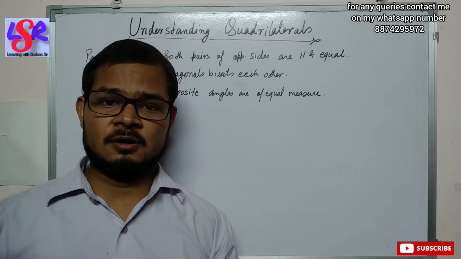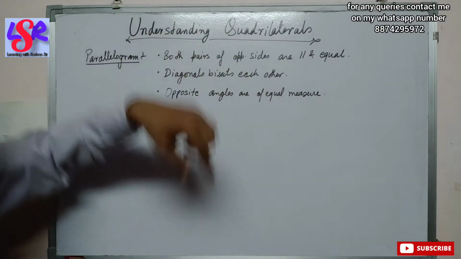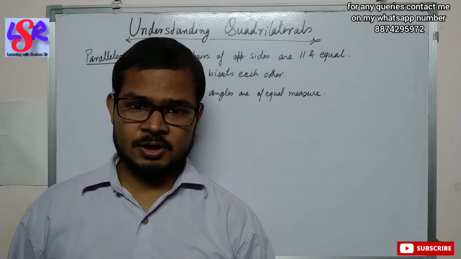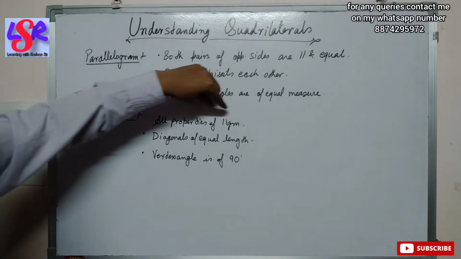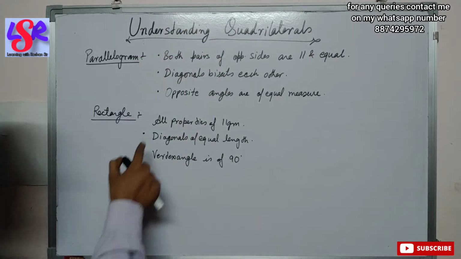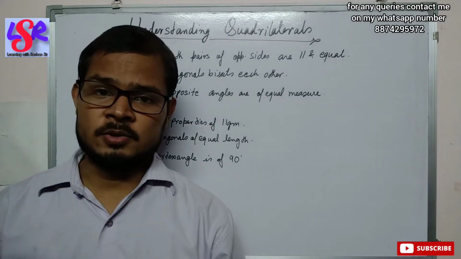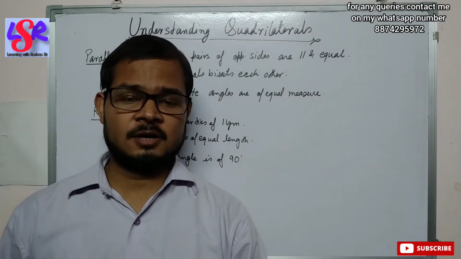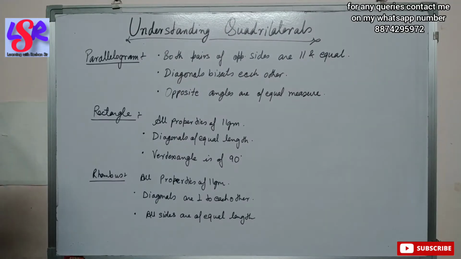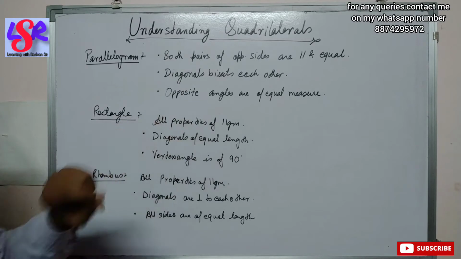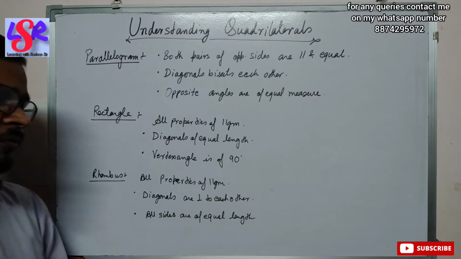Now the very first type of parallelogram is rectangle, and the properties of the rectangle are all the properties of parallelogram, including the diagonals are of equal length and the vertex angle is of 90 degrees. So the properties of the rectangle are all the properties of parallelogram, which include all three, then the diagonals are of equal length and the vertex angle is of 90 degrees. Then the next one is rhombus. In rhombus, again we have all the properties of parallelogram, including the diagonals are perpendicular to each other and all the sides are equal. Here we get the properties of rhombus as all the properties of parallelogram, which include all three. Then diagonals are perpendicular to each other and all sides are of equal length.